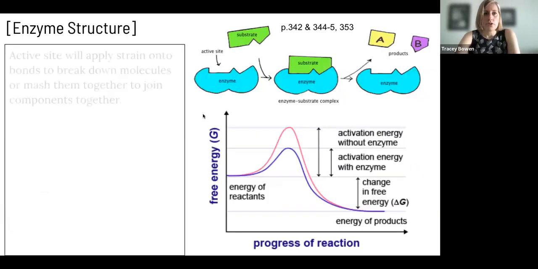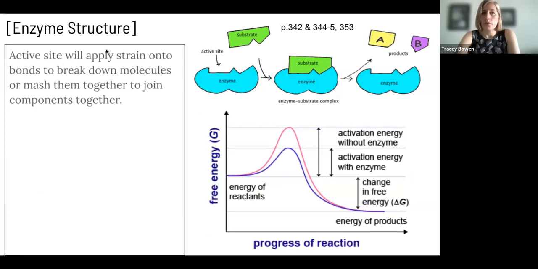So enzyme structure, the active site is going to apply strain onto the bonds to break down molecules or mash the molecules together to join them up to their respective components. So if this is the substrate here and the purpose is to pull it apart, there's going to be strain put on the bonds, and that's going to break that substrate into products A and B.